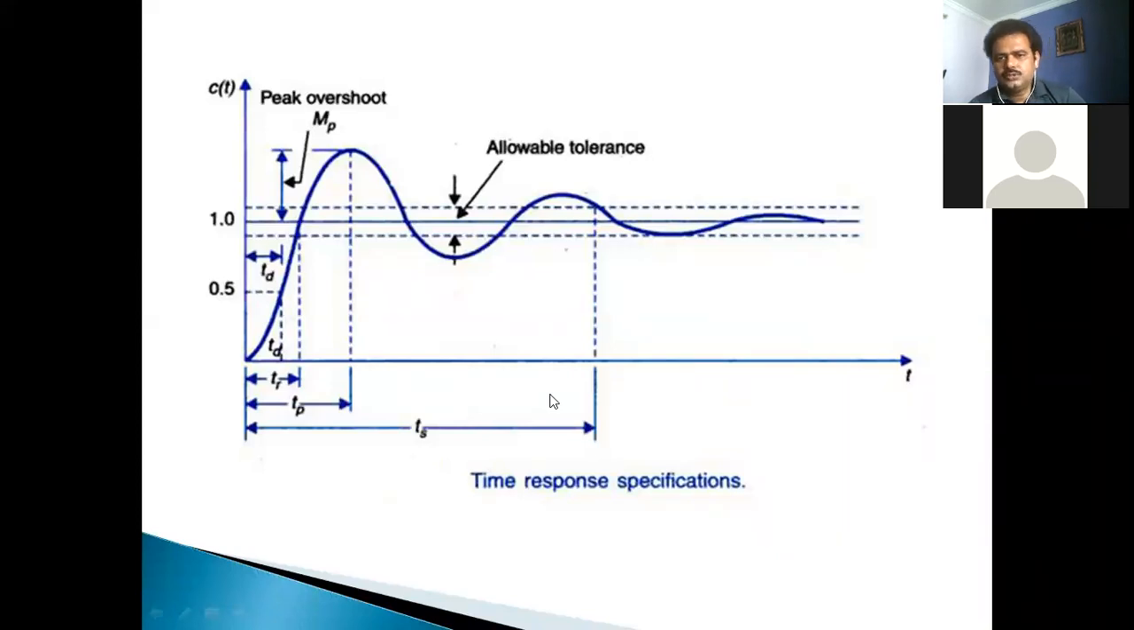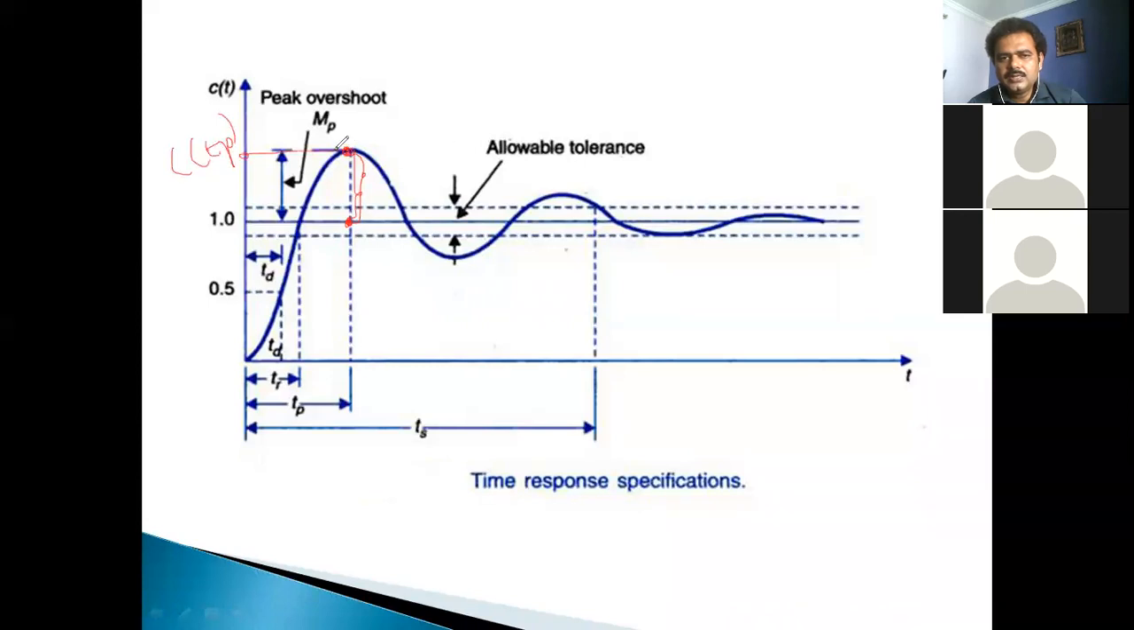So peak overshoot, or it is also called maximum overshoot. Here, this is the final value, and this is the maximum value, the response at this point, that is C of TP. Here the response is more than the final value. This is nothing but the deviation. That is called peak overshoot or maximum overshoot.